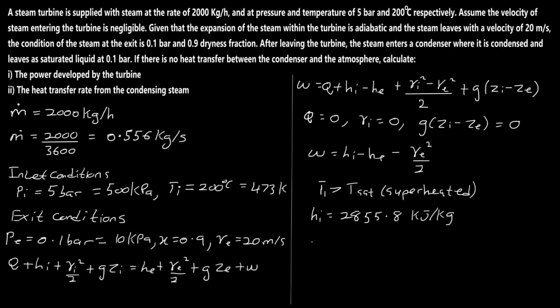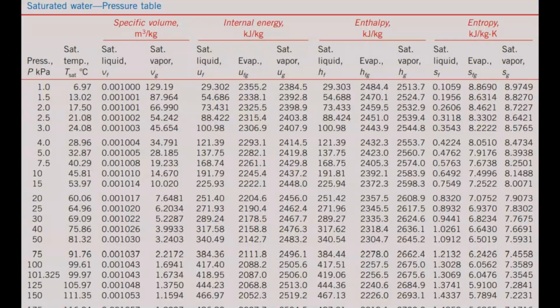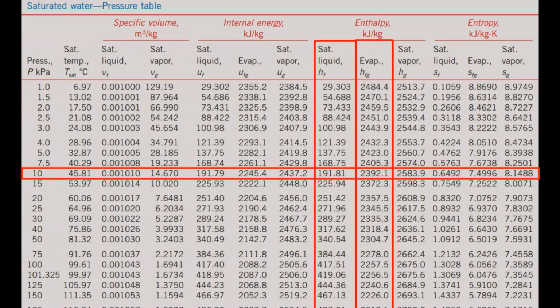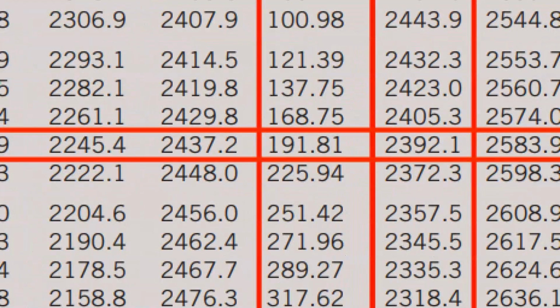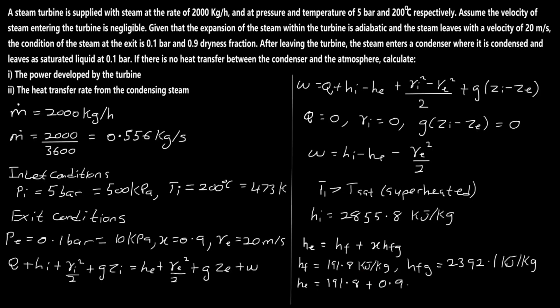At the exit, the steam is a saturated liquid vapor mixture with a dryness fraction of 0.9. So the exit enthalpy equals hf plus x hfg. At 10 kilopascals, hf, which is the enthalpy of saturated liquid, is 191.81 kilojoules per kg, and hfg is equal to 2,392.1 kilojoules per kg. So we obtain our exit enthalpy as 2,344.9 kilojoules per kg.